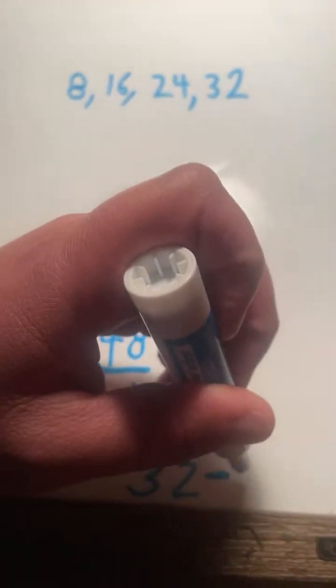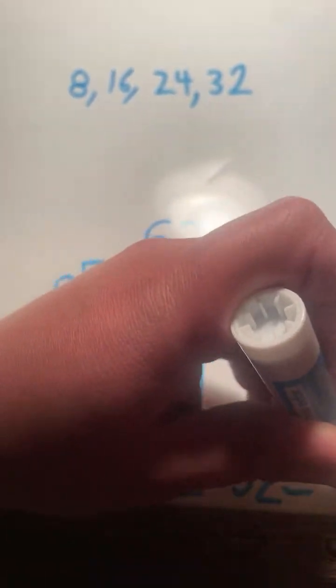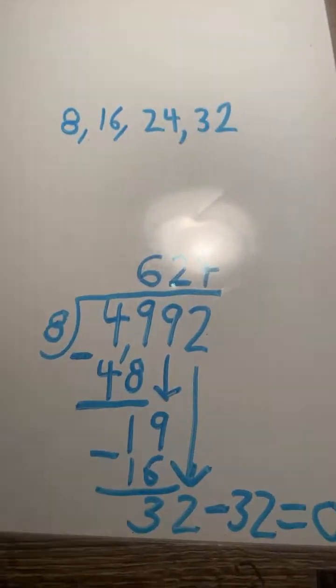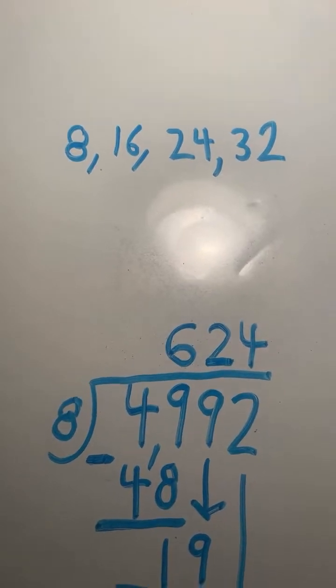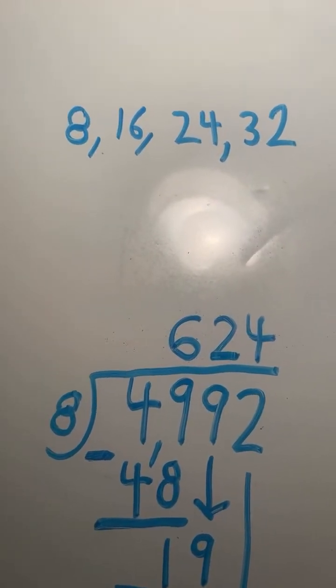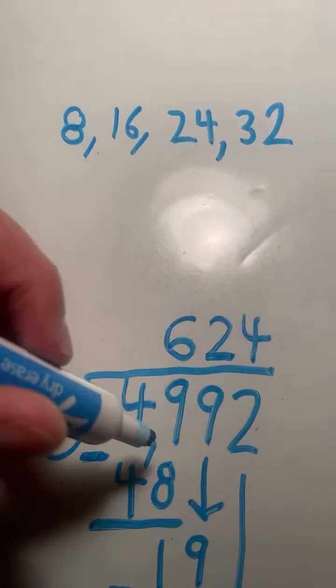We landed right on the number, so 32 is what we subtract. There is no remainder. And we have our final answer: 4,992 divided by 8 equals 624.